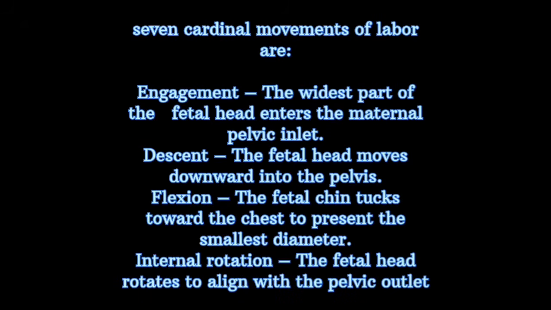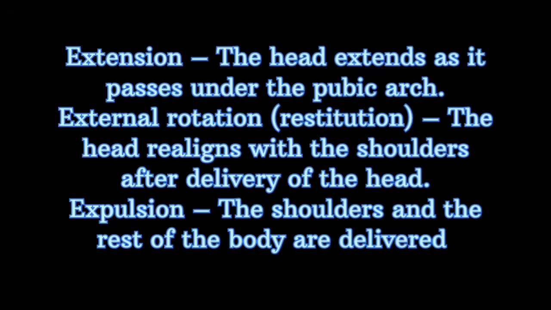The 7 cardinal movements of labor are: engagement, the widest part of the fetal head enters the pelvic inlet of the mother. Descent, the fetal head moves downward into the pelvis. Flexion, the fetal chin tucks towards the chest to present the smallest diameter. Internal rotation, the fetal head rotates to align with the pelvic outlet. Extension, the head extends as it passes under the pubic arch. External rotation or restitution, the head realigns with the shoulder after delivery of the head. Expulsion, the shoulders and the rest of the body are delivered.